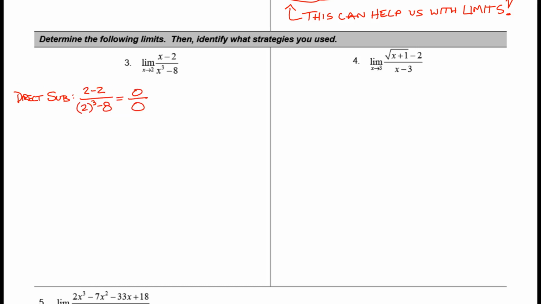Okay, we've run into our first problem. I tried direct substitution here. I want to find the limit of x minus 2 divided by x cubed minus 8 as x approaches 2. So I plug in 2 and I get 0 divided by 0. Well, we cannot tell the limit from this form.